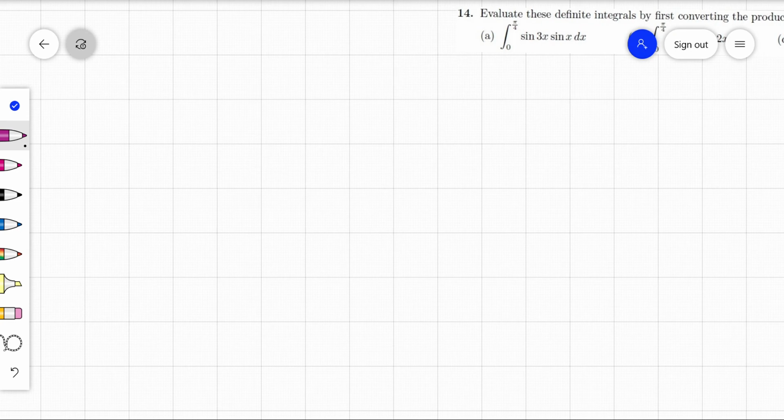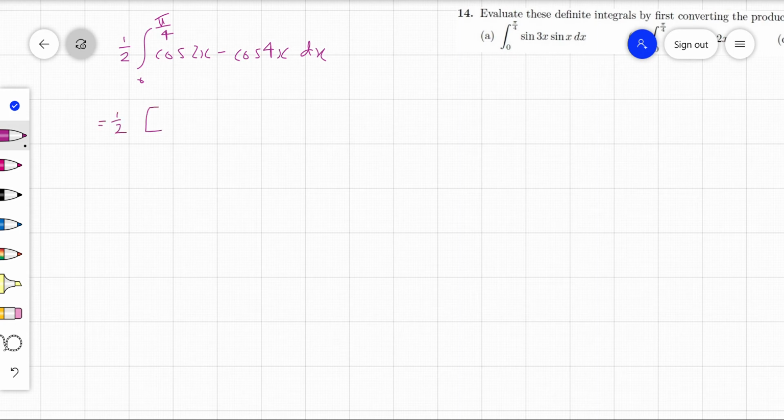So again, just like question 13, but this is definite integrals. So we need product to sum, sine 3x sine x. We know sine 3x sine x is the same as half cos of the subtraction minus cos of the addition. And it's a definite integral between 0 and pi on 4. So again, we can go straight ahead, just be a little bit careful here.